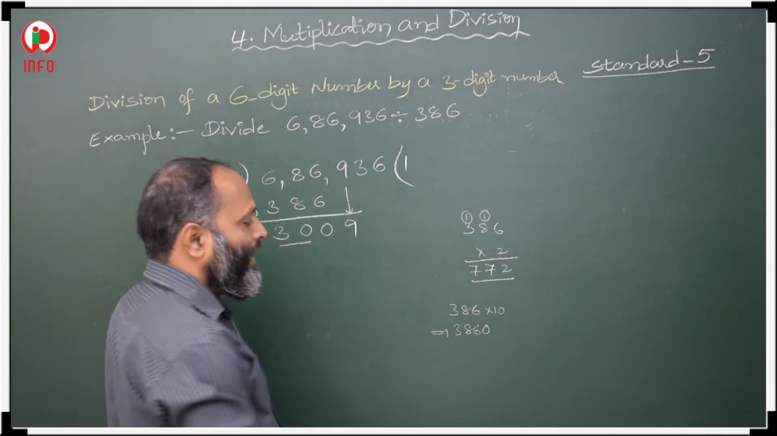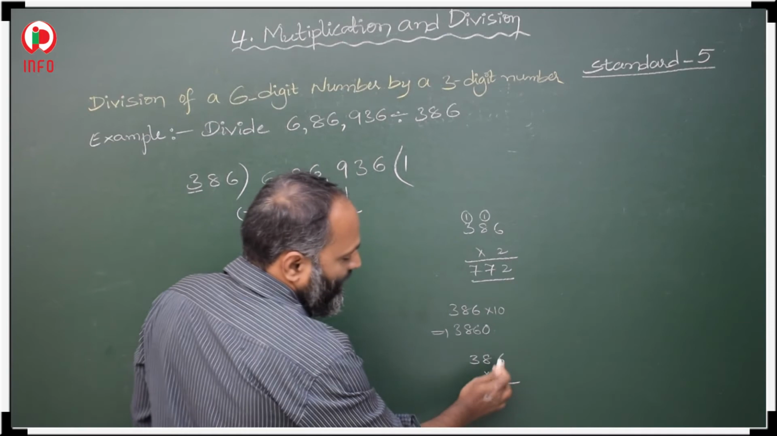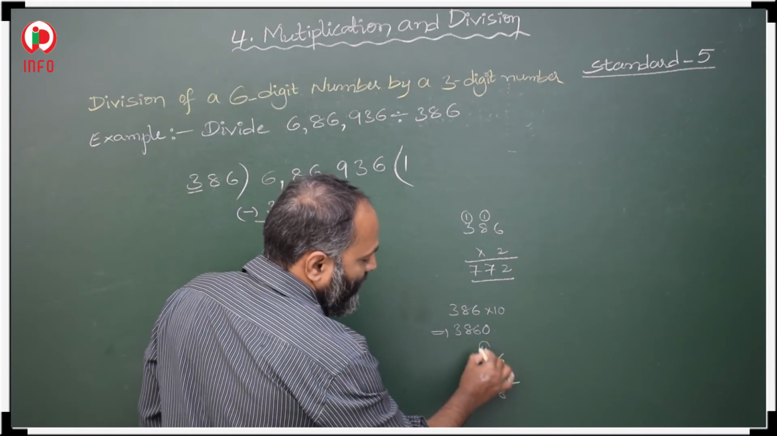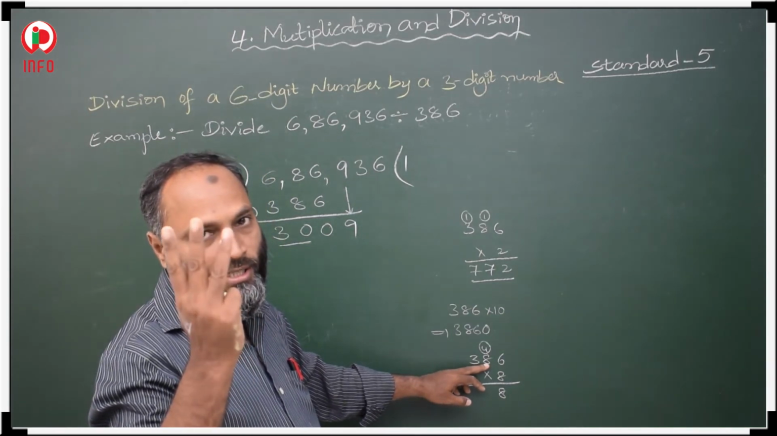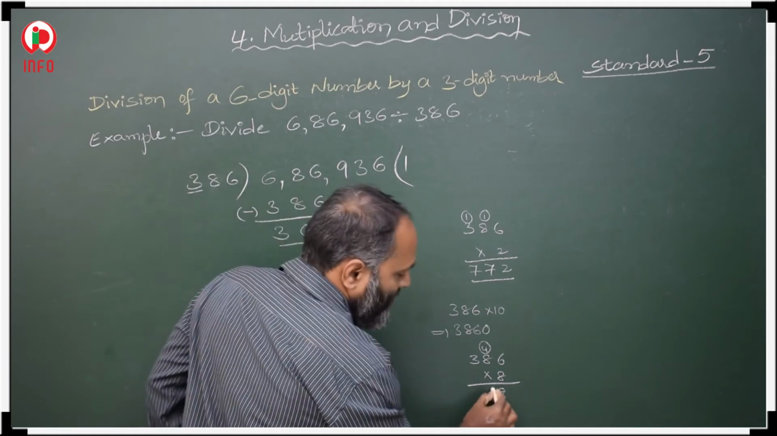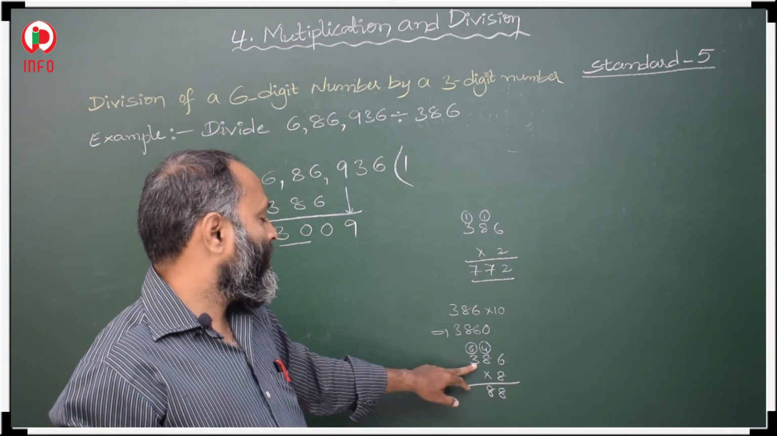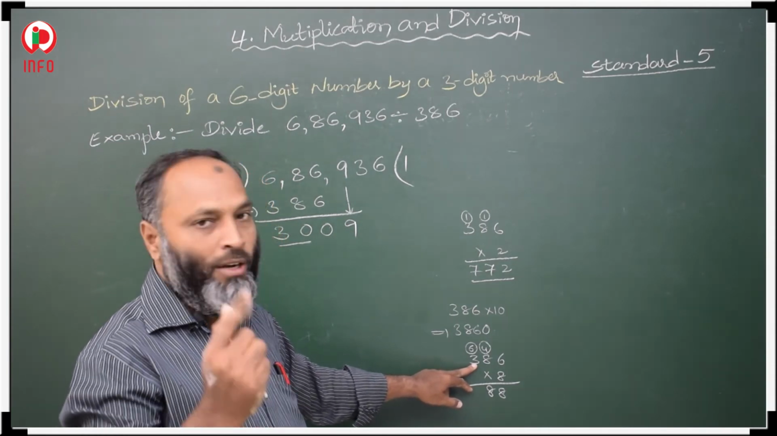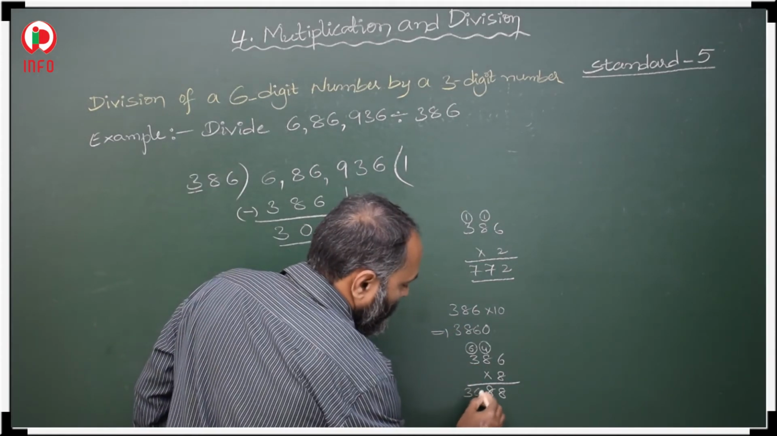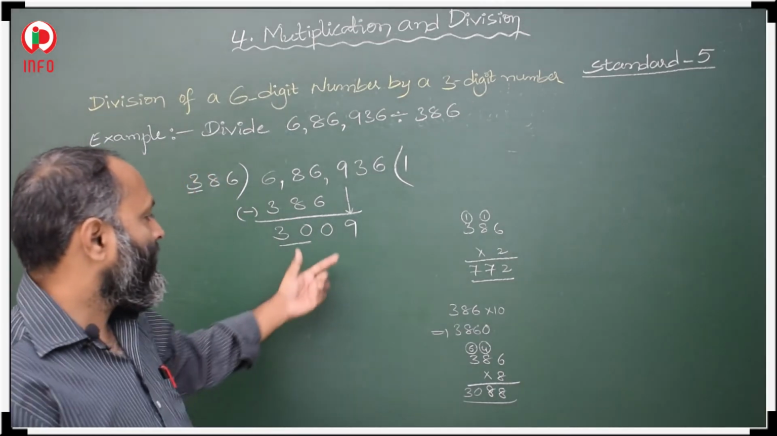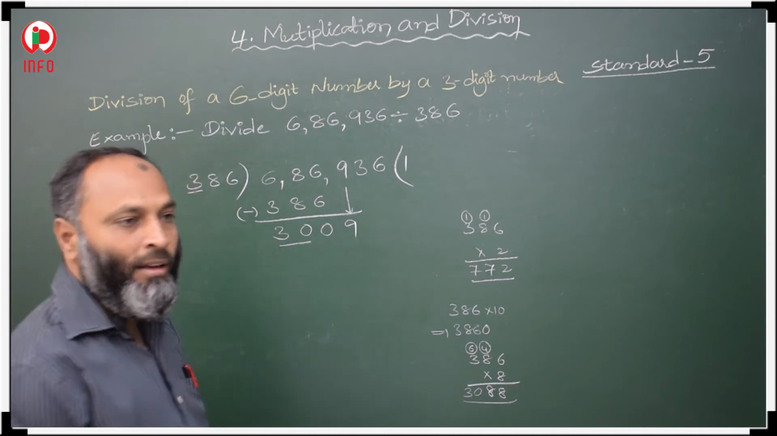So now you check in 8. 386 8s are. 8 6s are 48, 4. 8 8s are 64, 65, 66, 67, 68, 68 and 6. 8 3s are 24, 25, 26, 27, 28, 29, 30. 30,088. Here 30,009 is there. Here 30,088. This is also bigger.